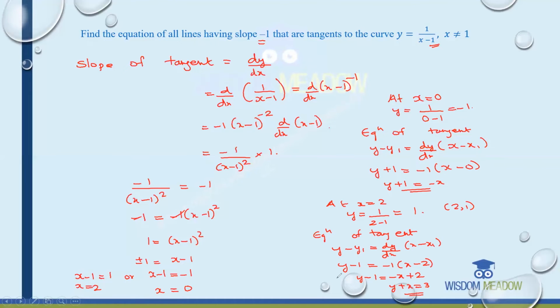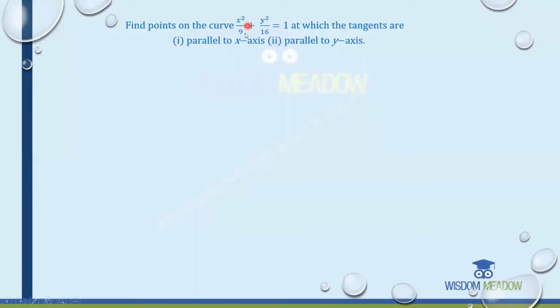That's the other equation. Find the points on the curve x square over 9 plus y square over 16 equal to 1 at which the tangents are parallel to the x-axis. So we know that the slope of the x-axis is 0. So if the tangents are parallel to the x-axis, the slope of the tangent should also be 0. To find the slope of the tangent, you have to find the derivative dy by dx.